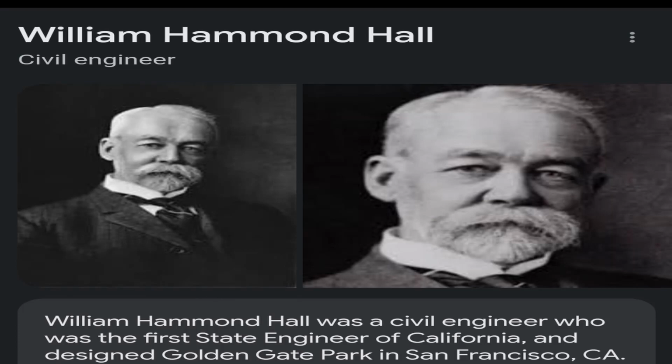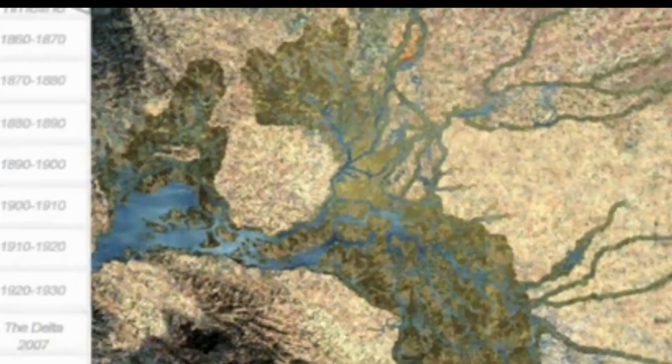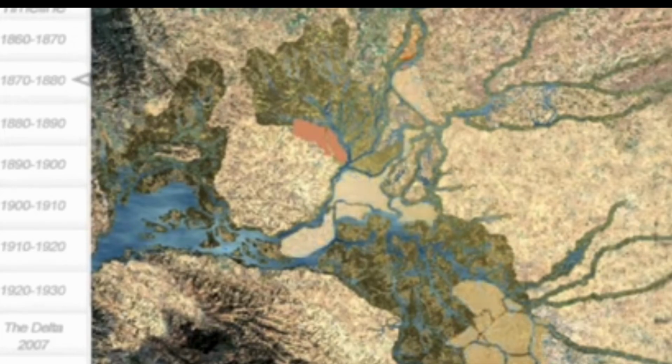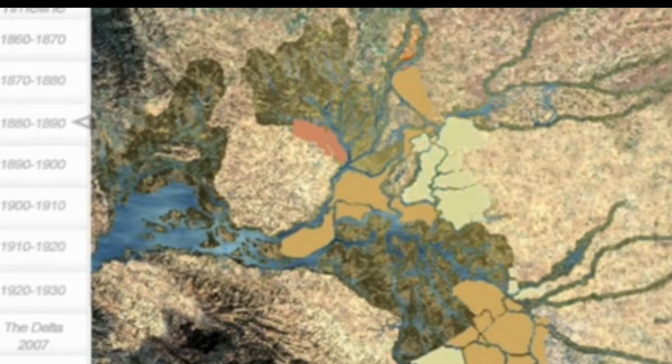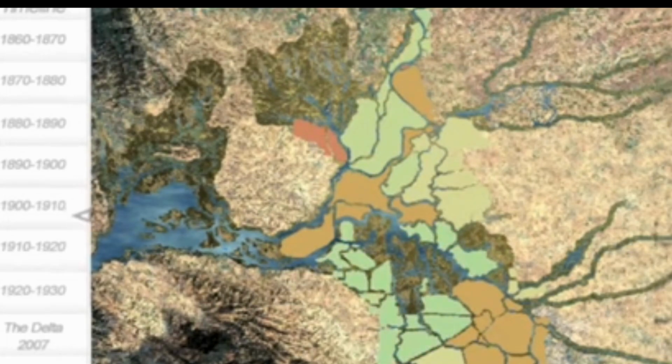Starting in 1878, William Hammond Hall, an engineer with the state of California, devised a comprehensive flood control plan. Using a system of levees, weirs, and bypass channels, the Sacramento Flood Control Agency would reroute the river to protect urban centers and the growing population.